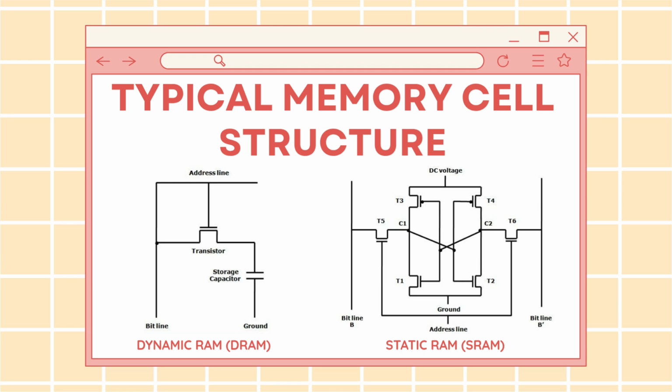Then, if you look at the right side, we have the static RAM, or SRAM, cell. This design is much more complex. Instead of a capacitor, it utilizes a total of 6 transistors labeled T1 to T6. Transistors T1 through T4 are cross-connected to form a stable flip-flop logic circuit that holds a stable logic state under a constant DC voltage. Transistors T5 and T6 control the access to bit line B and its complement, bit line B prime, when the address line is selected.